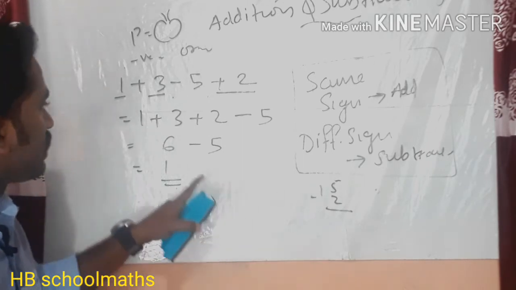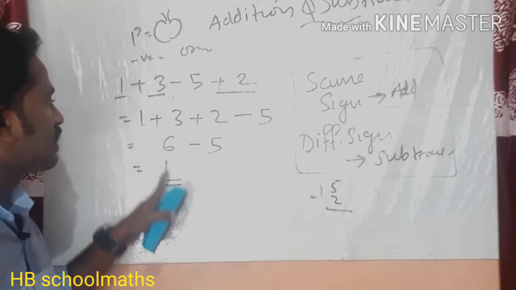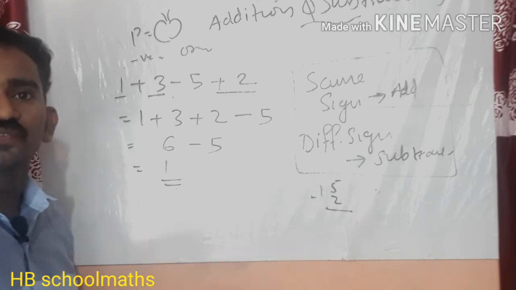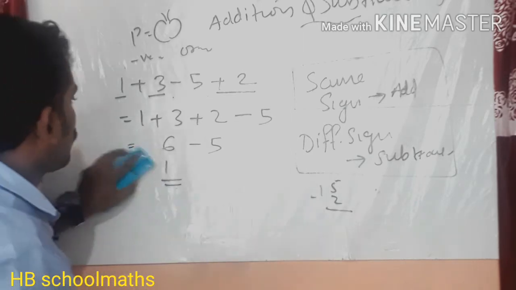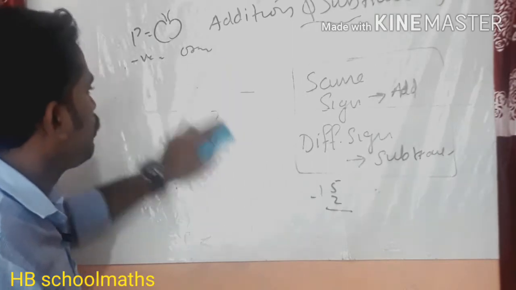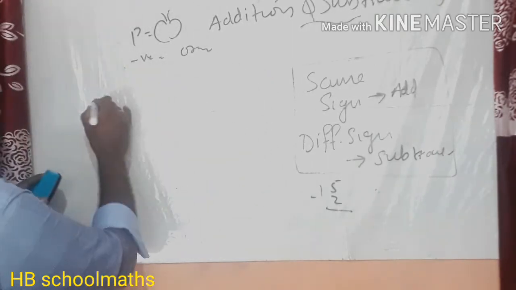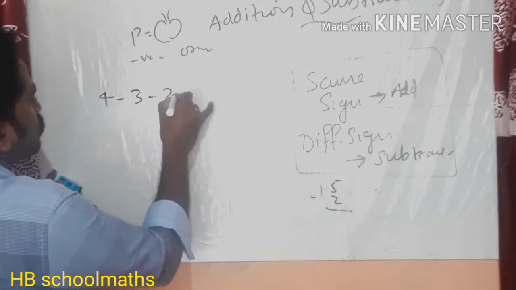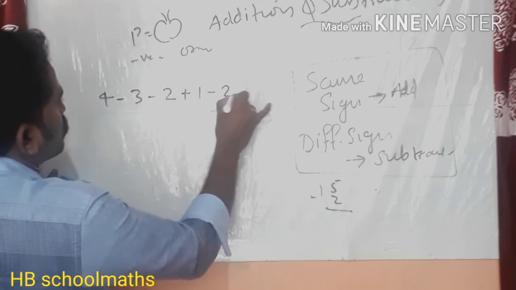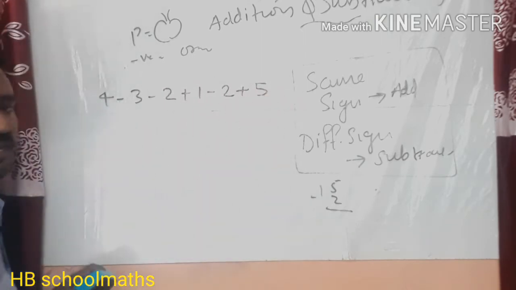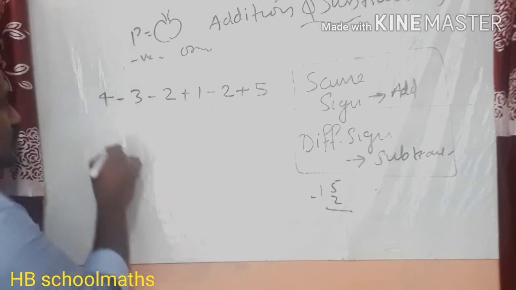So you must find the big number: 6 is positive, so the answer is positive. Same sign add, different sign subtract, that much only. Another question I will give you, a group of positive and negative numbers: 4 minus 3 minus 2 plus 1 minus 2 plus 5. Here is a group of positive and negative numbers. So what will you do?